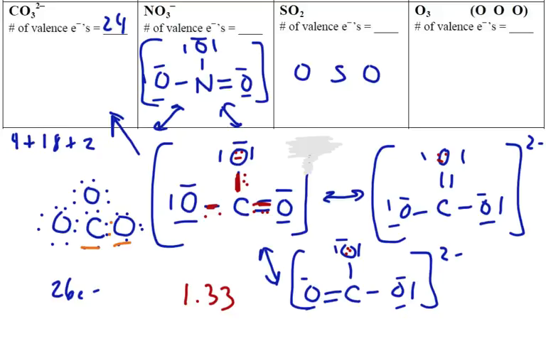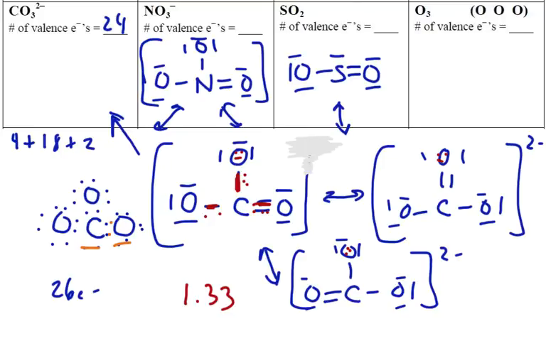So if we follow the same rules here, we start off with sulfur and try to give everybody an octet, we're going to end up making a double bond to one side and a single bond to the other side. And that's going to leave a lone pair on that sulfur. And there's going to be a second structure where I have a double bond to the left. So I'll have resonance in that case.